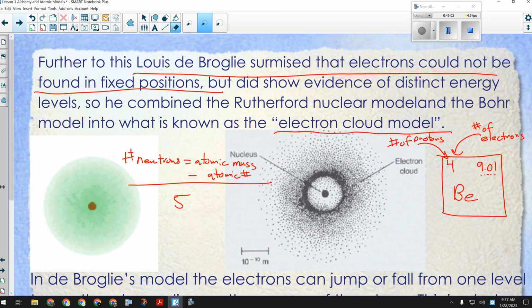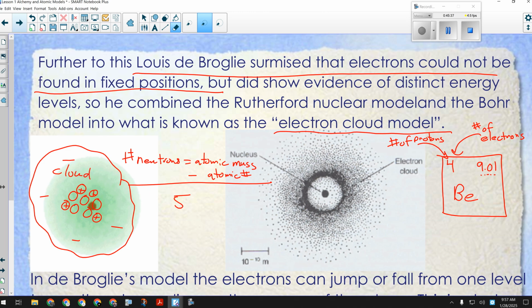So if I'm drawing an atom of beryllium, this is what I would do. I would draw 5 neutrons, 4 protons, and then 4 electrons in the cloud. I would probably put a legend beside it just for clarity, right?